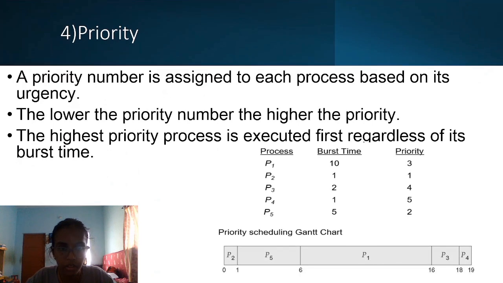Priority scheduling algorithm. A priority number is assigned to each process based on its urgency. The lower the priority number, the higher the priority. The highest priority process is executed first regardless of its burst time. Here we can see that process P2, which has the lowest priority number, is executed first. Then process P5, which has priority 2, is executed next. Then process P1, which is priority 3 but the highest burst time, is executed next.